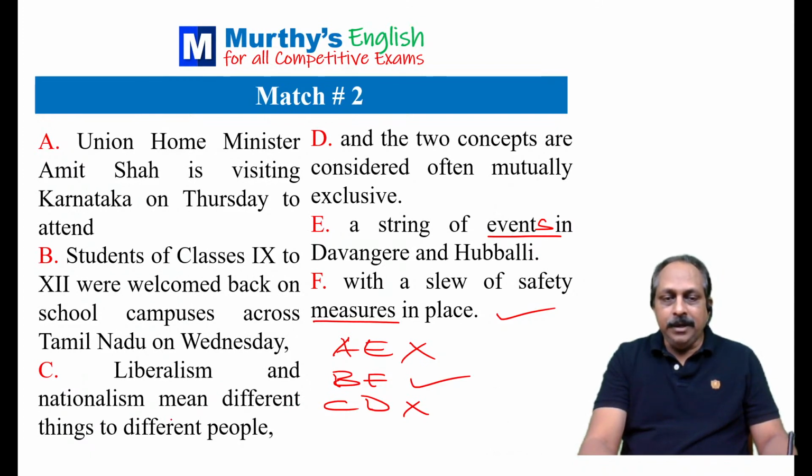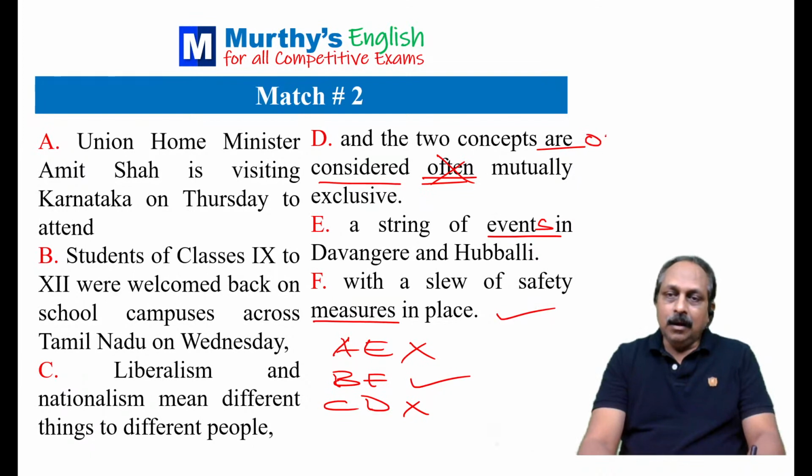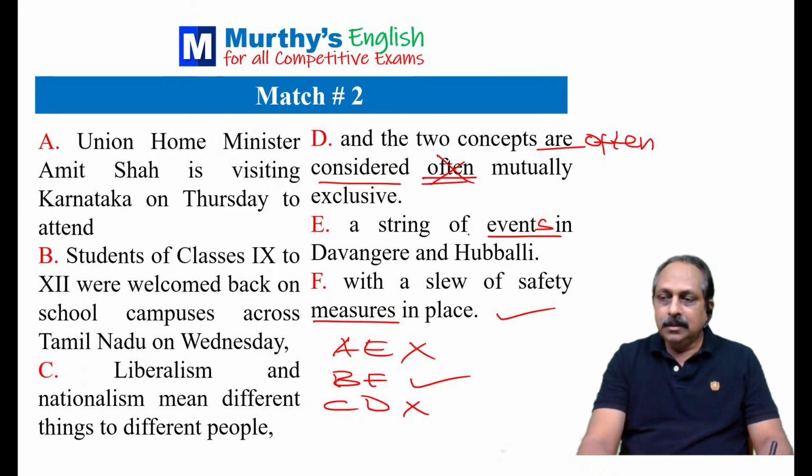Liberalism and nationalism mean different things to different people, and the two concepts are often considered. The adverbs of frequency should be after the first verb. What are the two verbs over here? Then we have to use the word often here. Are often considered. Yes, of course, back on school campuses. Once I say it is correct, it is correct. Don't go back on that. Yes, back on school campuses, not in school campuses.